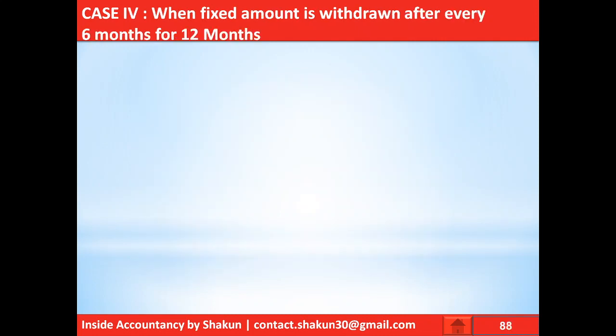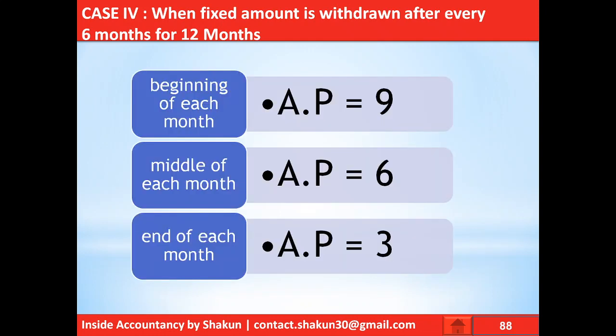When fixed amount is withdrawn after every 6 months for 12 months, that means that in a year, the drawings are made 2 times after every 6 months. So if it is done in the beginning of each month, middle of each month and end of each month, the respective average periods would be 9, 6 and 3.